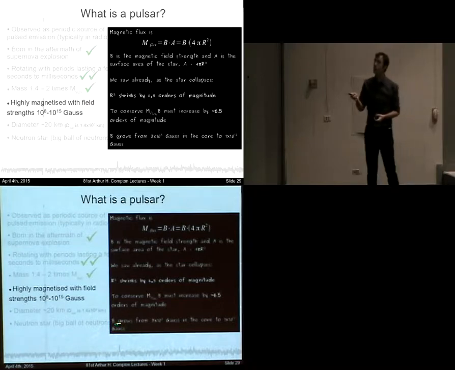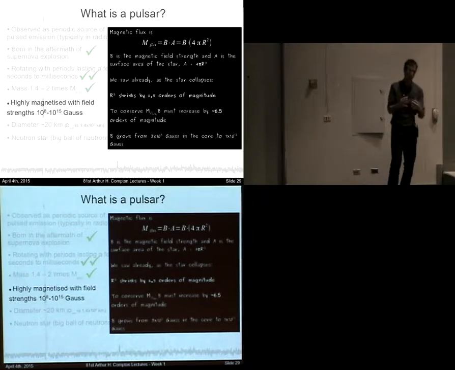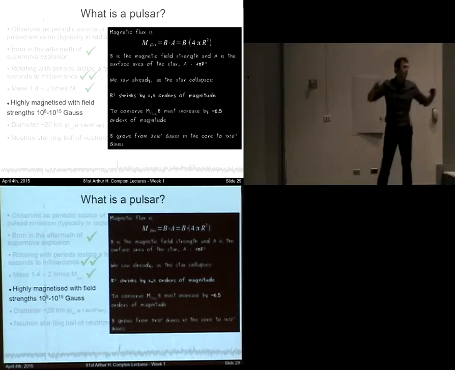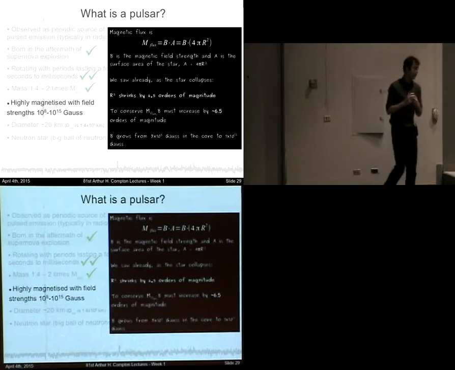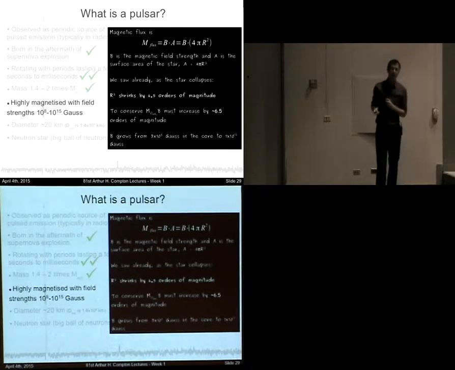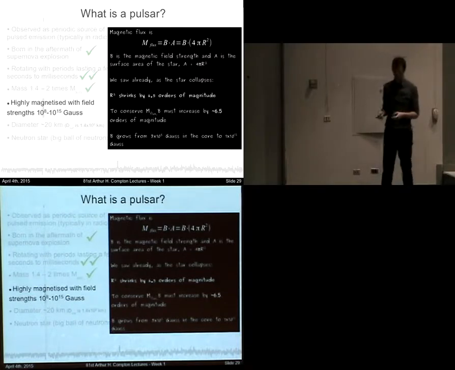B would grow from about 3 times 10 to the 5 Gauss, which is the sort of magnetic field strength you would see in the core of a massive star, and we can easily bump that up to 1 times 10 to the 12 just by conserving the magnetic flux. Because we're shrinking the area, we have to concentrate the magnetic field. So magnetic field strengths come out naturally from the collapse scenario.